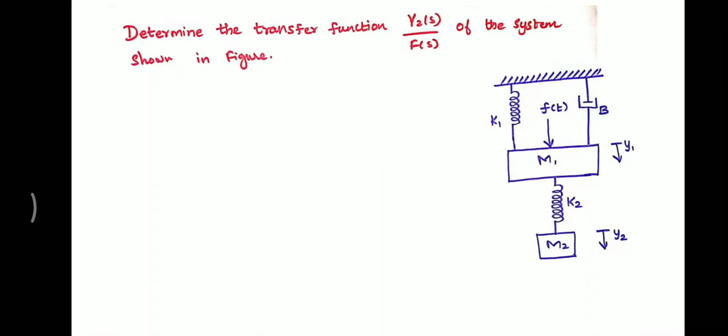Welcome you all. In this video we are going to solve one problem on mechanical translation system. This is the problem statement given to us. Determine the transfer function y2 of s divided by f of s of the system shown in figure.